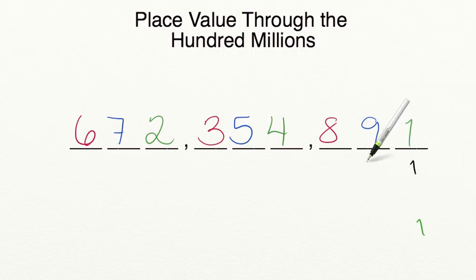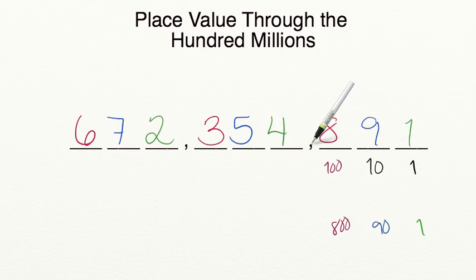If we move to the left, we then have the tens place. This means that we have a value of 10 times the number in its place value. So 9 times 10 equals 90. And that means that this 9 in the tens place has a value of 90. If we move over to our next place value, we have an 8 in the hundreds place. This means that we have a value of 8 hundreds. So in the hundreds place, we have an 8 which represents 800.